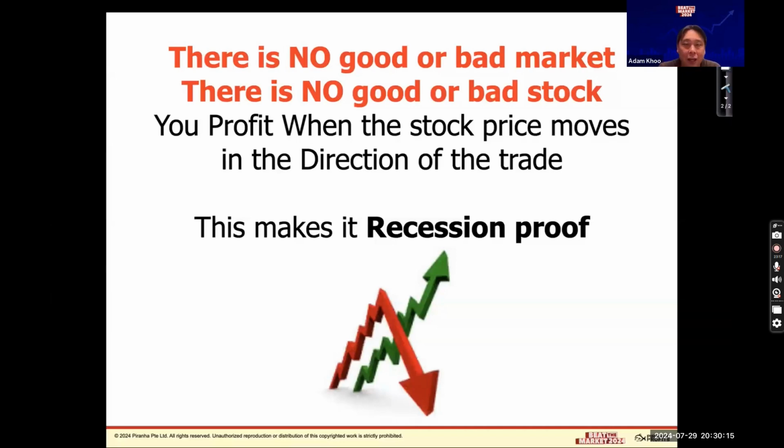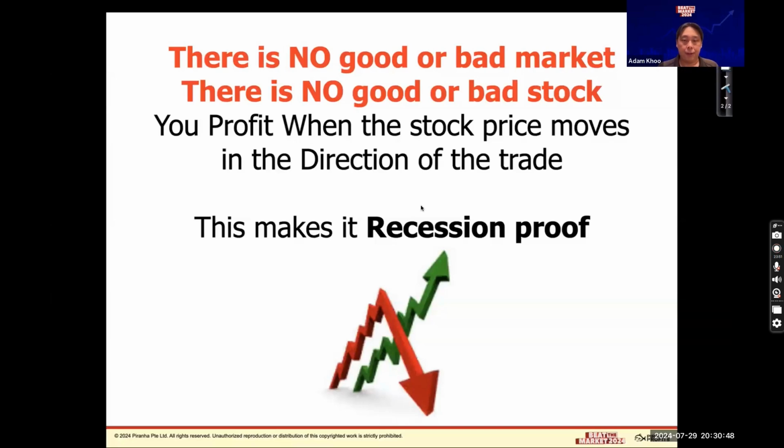There's no such thing as a good or bad stock, because you will profit as long as you trade in the direction of the price. So if the market goes up, you go long, market goes down, you go short, you make money in whichever direction. So this allows you to trade in a way that is recession-proof. You don't need the market to go up to make money, whether you trade stocks or options or Forex. So trading is a lot more flexible, if you will, yeah?